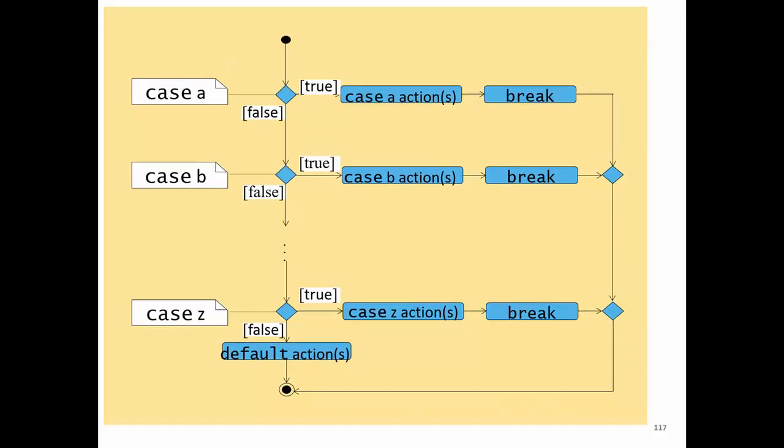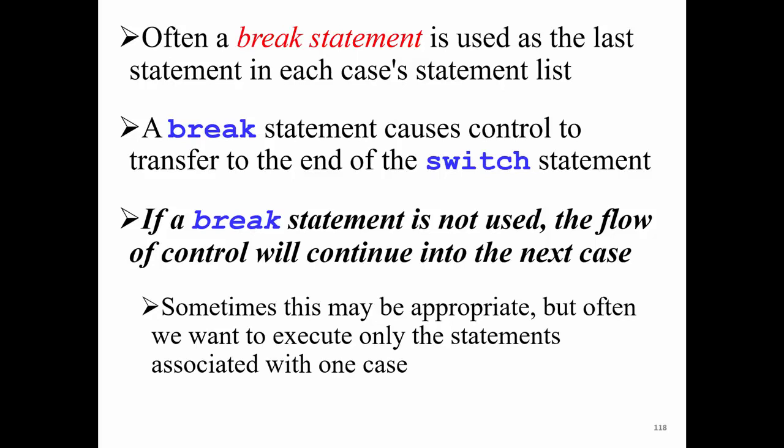So case A, if it's true, we run some action for case A and break out. The same thing for case Z. If case Z is true, we run some action for that case and then break out. The break statement is used as the last statement in each case to break out from the switch statement. If the break statement is not there, then the execution will be sequential, and that is the thing about the switch statement. So you need to put cases, and at the end of each case, you put a break statement. The break tells the compiler to break out from the switch statement. Otherwise, we'll execute the next case.